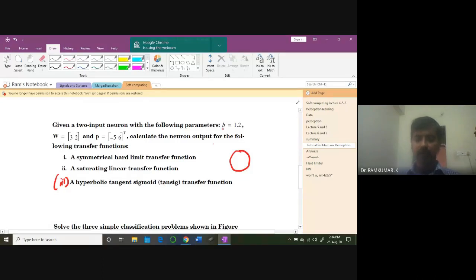Are you in a position to think about this problem? There is a weight. How many inputs to the neuron? 2 inputs. How many weights? W1, W2. They are given in the form of a vector. So we know that it is 3, 2 multiplied by -5, 6. I told you this already: W transpose X.